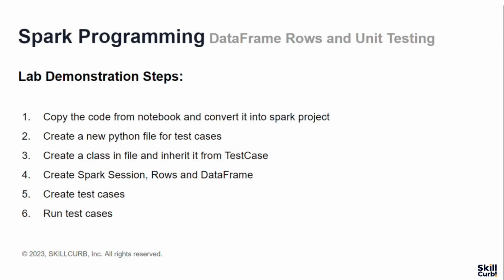In this video, you will learn how to use data frame rows to perform unit testing. And for that, we will first copy the code from the notebook that we created in the previous video and convert it into a Spark project. After that, we will create a new Python file for the test cases. Inside this file, we are going to create a class and inherit it from the test case. Then we are going to create a Spark session, the rows and data frame inside the file. Finally, we are going to create the test cases and run it to see the result.